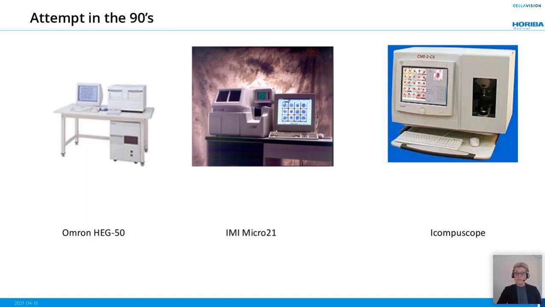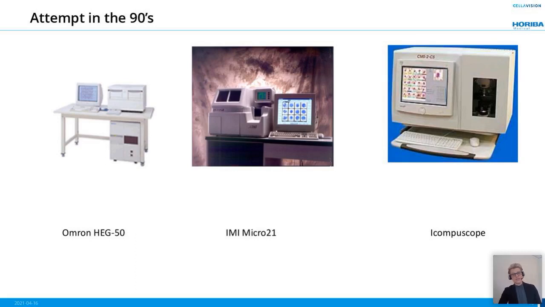We have the iComposcope, that was an Israeli company that no longer exists. And then it was the IMI Micro 21. This was developed by an American company, and they actually had a couple of systems out in the American market. And actually this company was later bought by CellaVision, and the technology behind it was adapted by us.